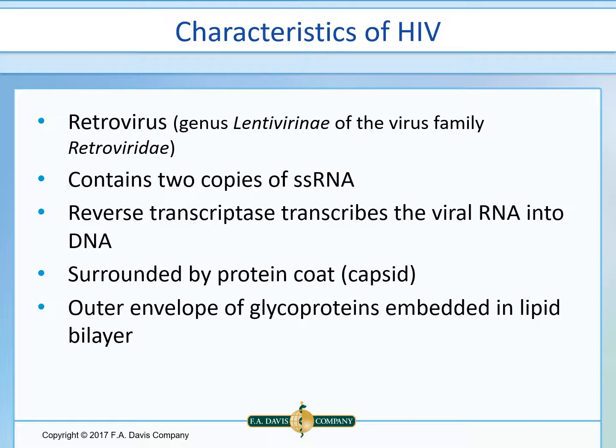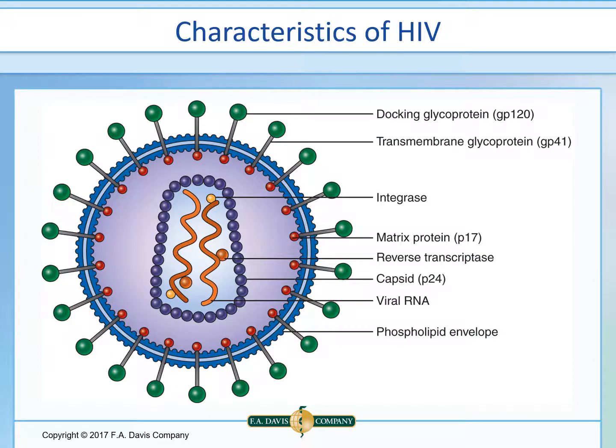HIV contains 2 copies of single-stranded RNA. It's surrounded by a protein coat known as a capsid, with an outer envelope of glycoproteins embedded in the lipid bilayer. HIV is a spherical particle, 100 to 120 nanometers in diameter, and it contains an inner core with 2 copies of single-stranded RNA, as mentioned previously. The glycoproteins surrounding the spherical structure are knob-like, and they're involved in the binding process to the host during infection.